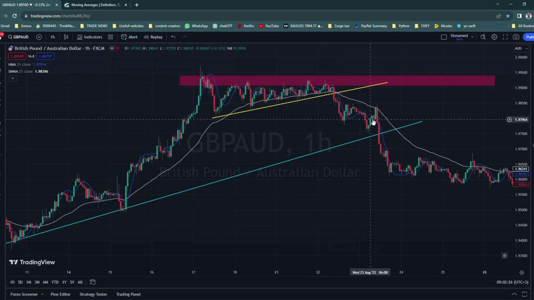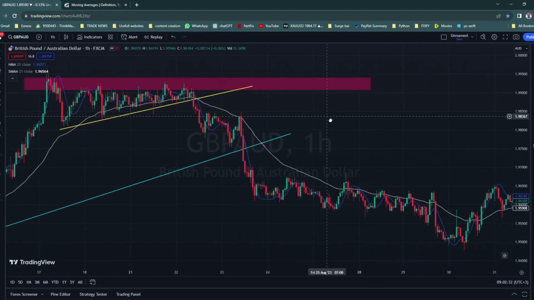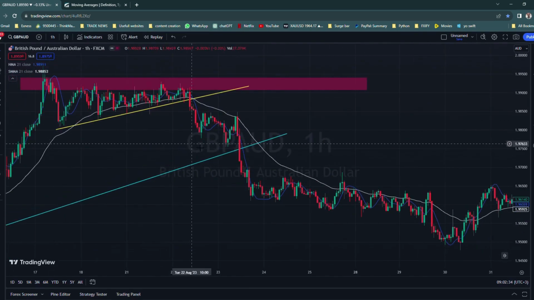So a break and retest of this level was a very good indicator that you're going to have a change in the market structure. Okay, now here look at the moving averages. This is a 1-day chart, and I'm using the 21-day moving average. Now we have the Hull indicator, and we have the smoothed moving average, the Hull moving average and the smoothed moving average.